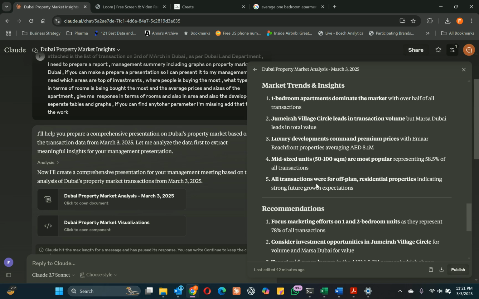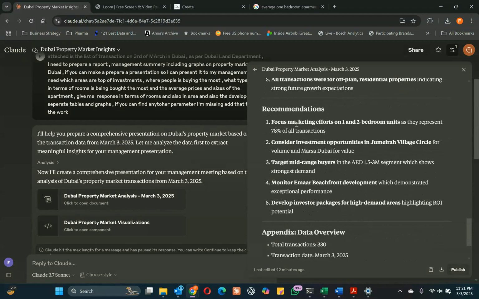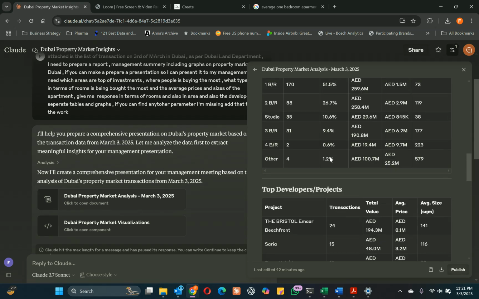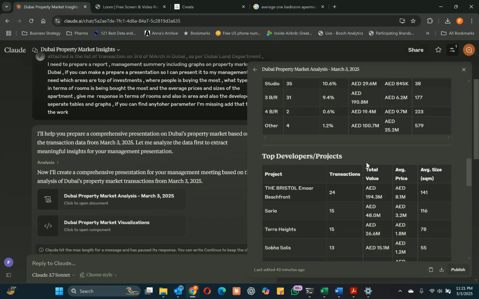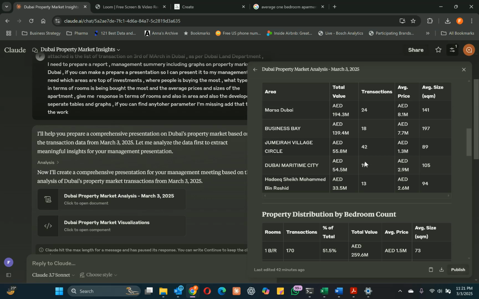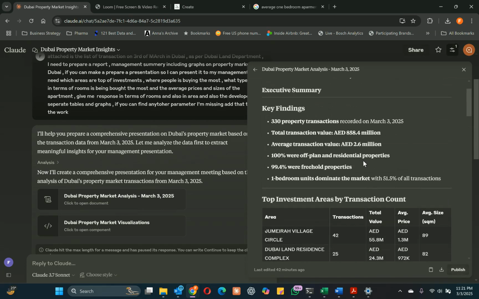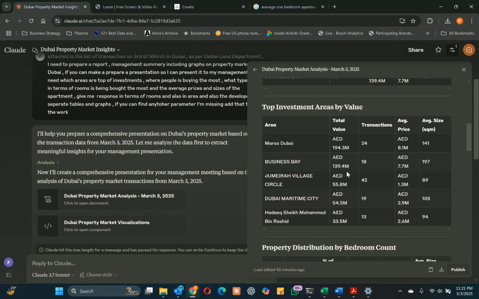All transactions were for off-plan residential property because I just chose that. I didn't put anything else. Focus marketing efforts on one and two bedroom as it represents 78% of transactions. As we checked earlier over here, one and two bedroom is the most. 51 plus 26 makes 78 approximately. Investment opportunity: Jumeirah Village Circle for volume and Marsa for value. Target mid-range buyer, 1.5 to 3 million dirhams. We look at again over here. The average pricing at which people came in was 1.5 to 3 million dirhams. And what is the transaction every price? See.